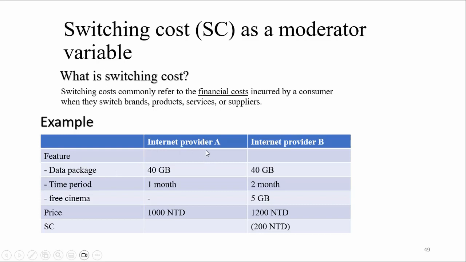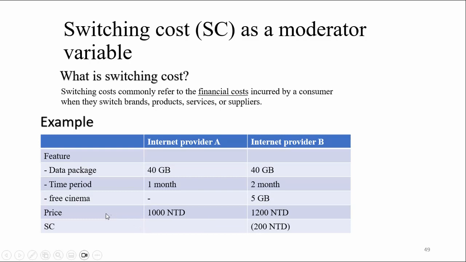There are two internet providers, A and B. This is the feature: data packets, same 40 GB. The time period is 1 month for A and 2 months for B. And from B, the provider B has 5 GB extra.